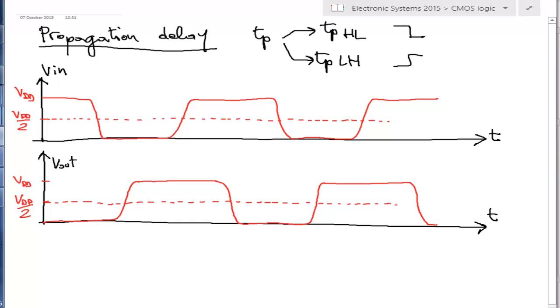Okay, now let's look at the transitions. When you have the transition from high to low of the output, we will define as propagation delay from high to low the time that passes from the moment in which the Vin is equal to VDD half to the moment in which the Vout is equal to VDD half during the high to low transition. So this distance in time is Tp high to low.